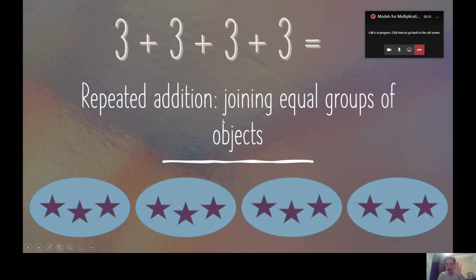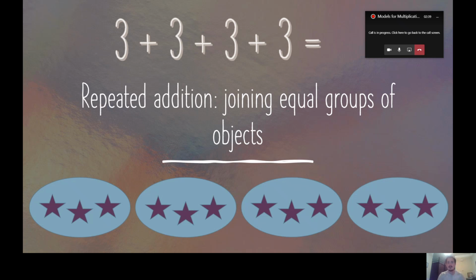And let me just check my work. I can check my work by counting the number of stars. 1, 2, 3, 4, 5, 6, 7, 8, 9, 10, 11, 12. I got the same answer. So if I'm trying to total up the number of stars I have, I can use repeated addition to help me figure that out. I can do 3 plus 3 plus 3 plus 3 equals 12.